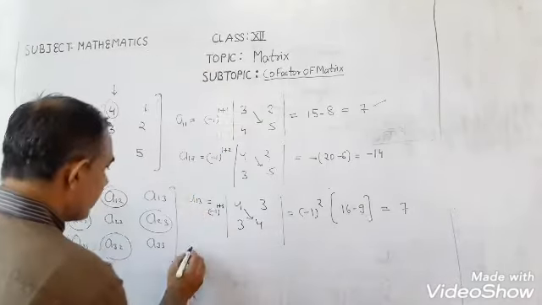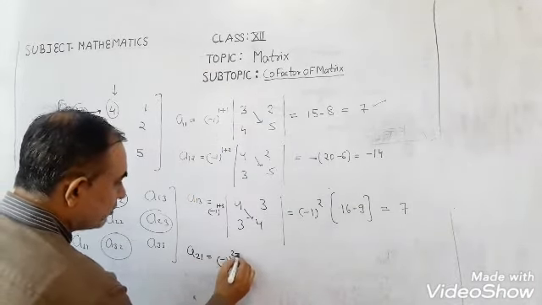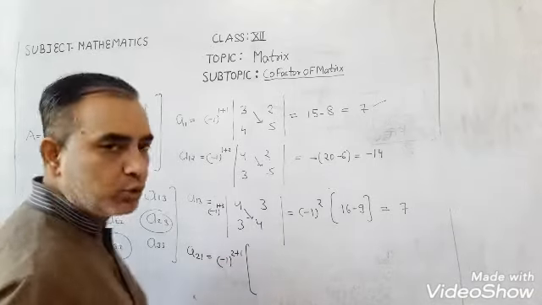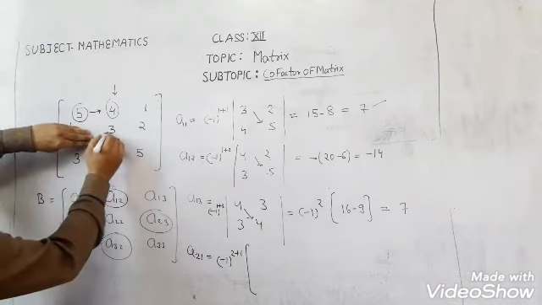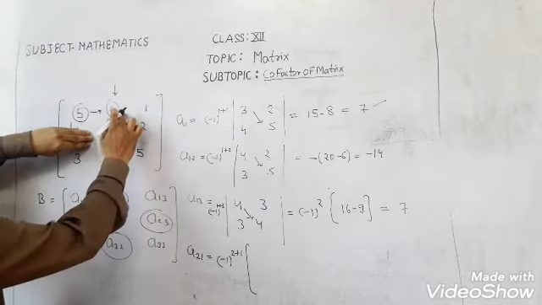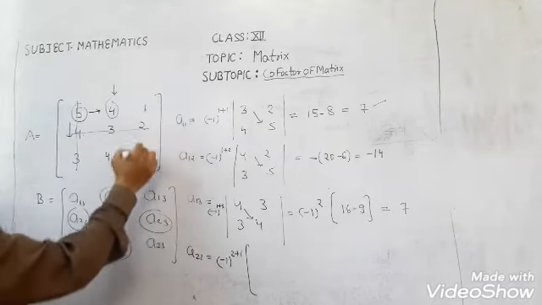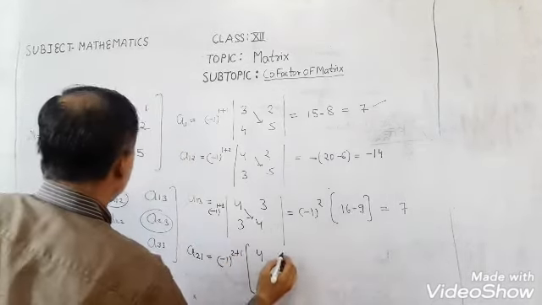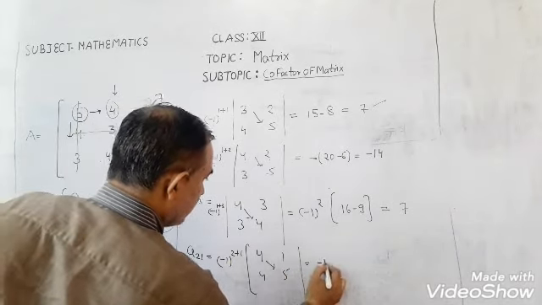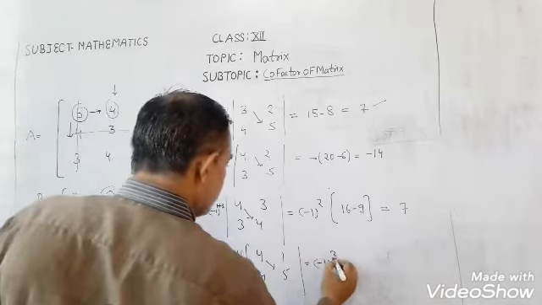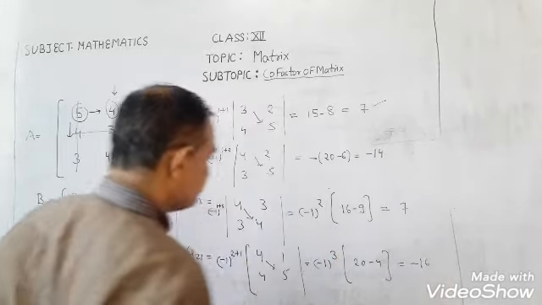And again we have to find, suppose, A21. So we get here minus 1 raised to power 2 plus 1. Now A21 is here, so we leave this row and this column. The remaining terms will be 4, 4, 1, 5. So we put here 4, 4, 1, 5, and again we cross multiply it. We get minus 1 raised to power 3 times 4 times 5 is 20 minus 4. That will be minus 16.